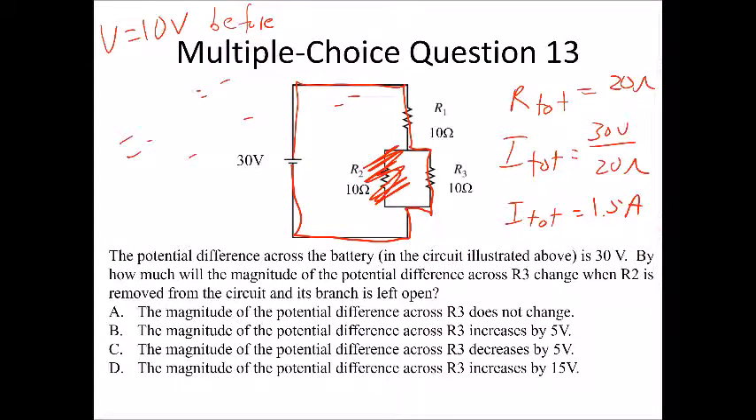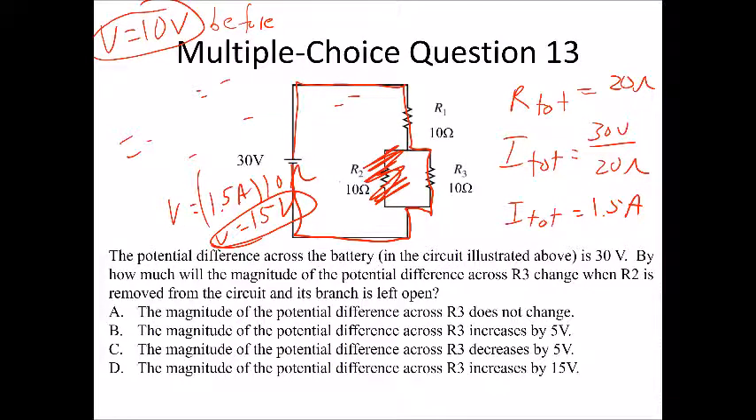And now to find the voltage drop across R3, all 1.5 amps has to go through R1 and R3. So V equals I, 1.5 amps, times R, 10 ohms. So the voltage drop or potential difference across R3 after the switch is 15 volts. So before the switch, 10 volts. After the switch, 15 volts. So the voltage increased by 5, and that leaves our answer as B.